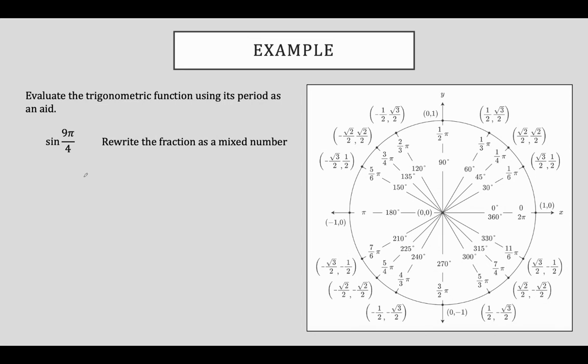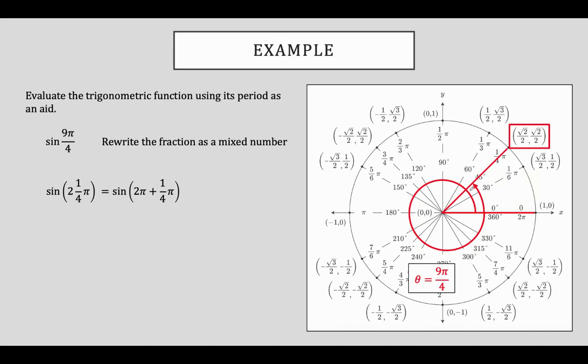It goes in twice with a remainder of 1. Therefore, this is the same thing as 2 and 1/4 pi. Well, what is that saying? This is the sine of 2 pi plus 1/4 pi, right? That's what would give us 2 and 1/4 pi. 2 pi is one complete revolution. There's my 2 pi. And how much farther do I have to go? Well, I have to add on another quarter of pi. And there we have the angle 9 pi over 4.